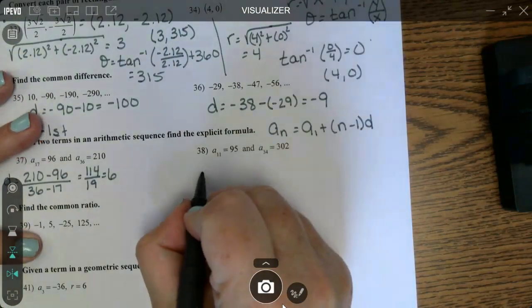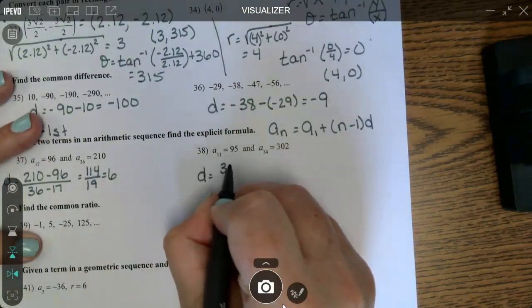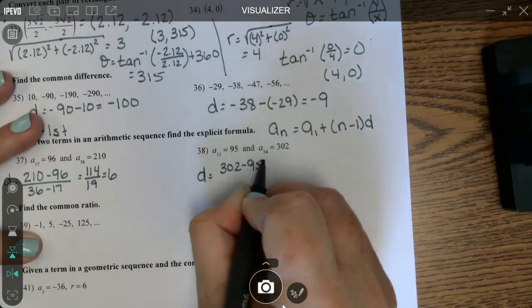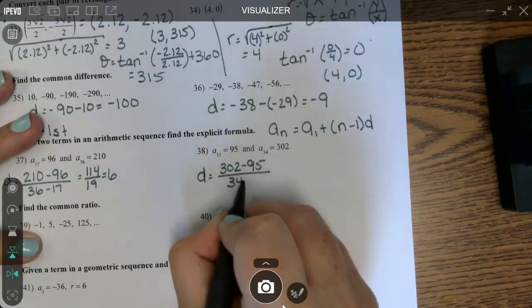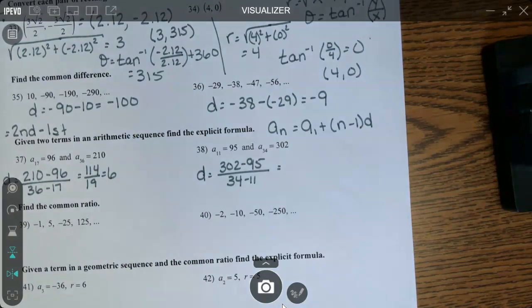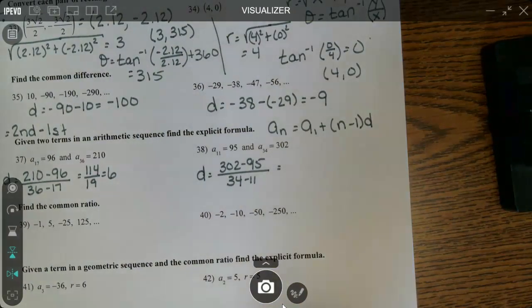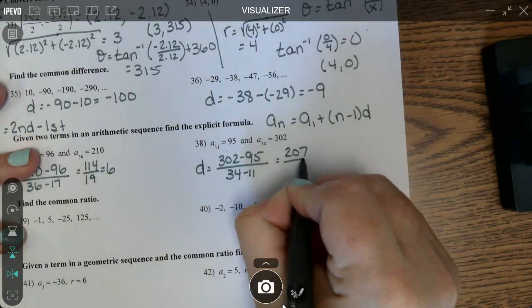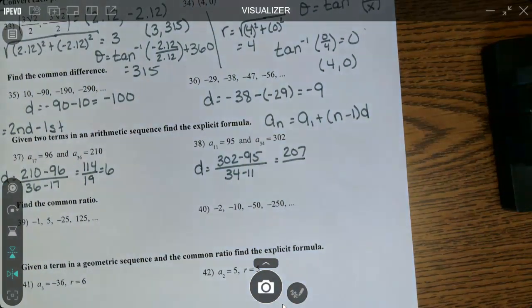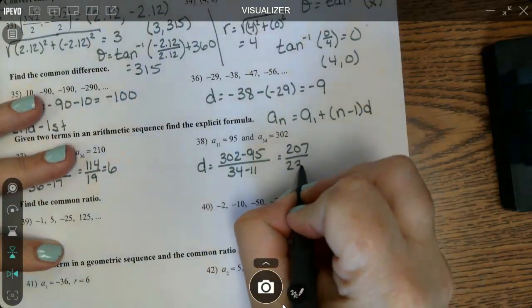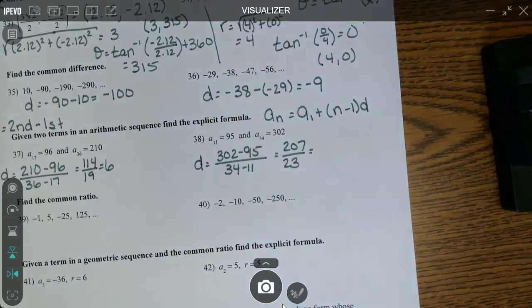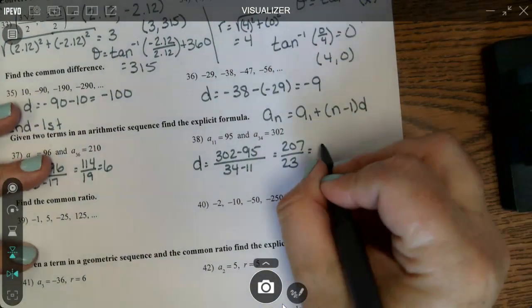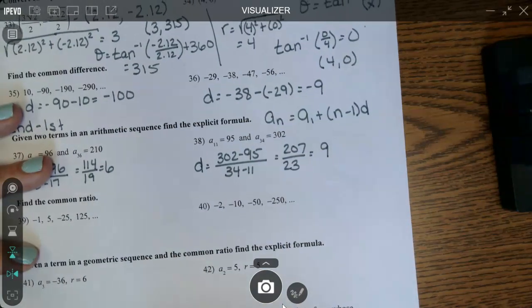We're going to do this again to find d. So 302 minus 95 over 34 minus 11. So 302 minus 95, 34 minus 11. So 207 divided by 23. Okay, we have our d.